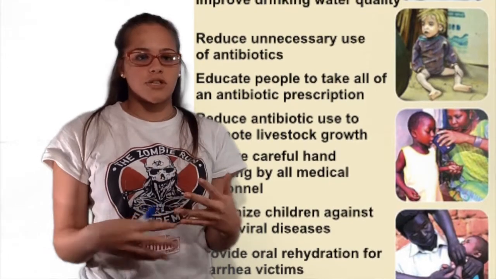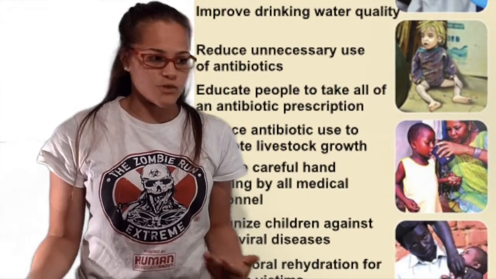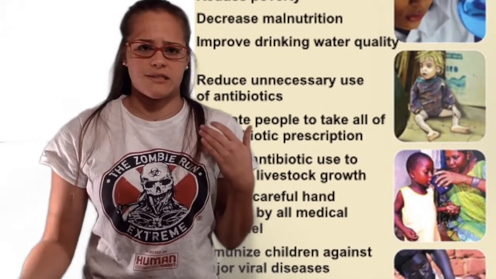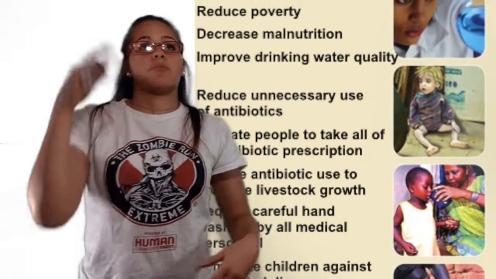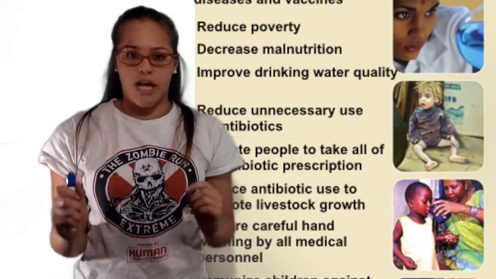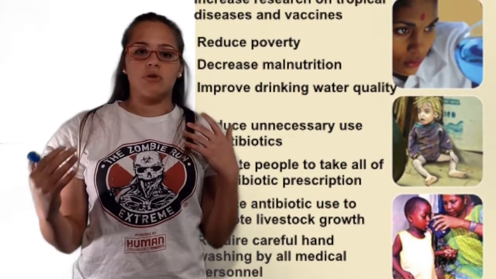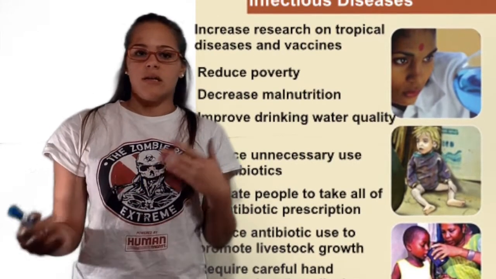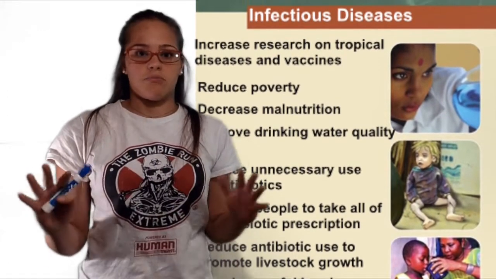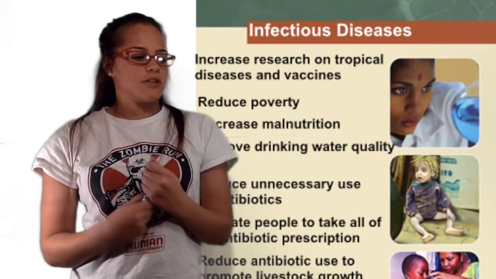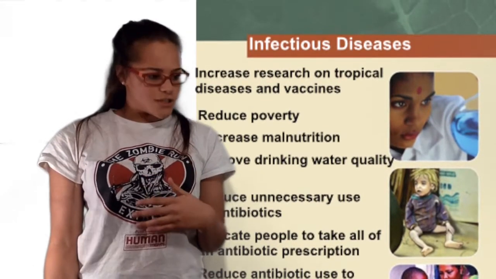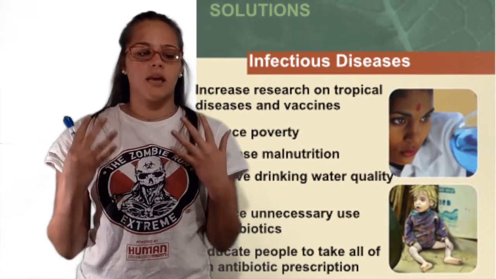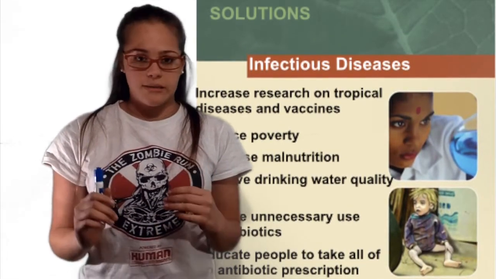So, we can increase research on tropical diseases and vaccines, reduce poverty, decrease malnutrition, improve drinking water quality, reduce unnecessary use of antibiotics both in people and livestock, and improve education. And we need to make sure that we're clean. Like, we have to require careful hand washing by all medical personnel so needles and infected blood doesn't get stuck in the wrong people. We need to make sure our children get immunizations. We need to provide oral rehydration for diarrhea victims and conduct a global campaign to reduce HIV/AIDS.